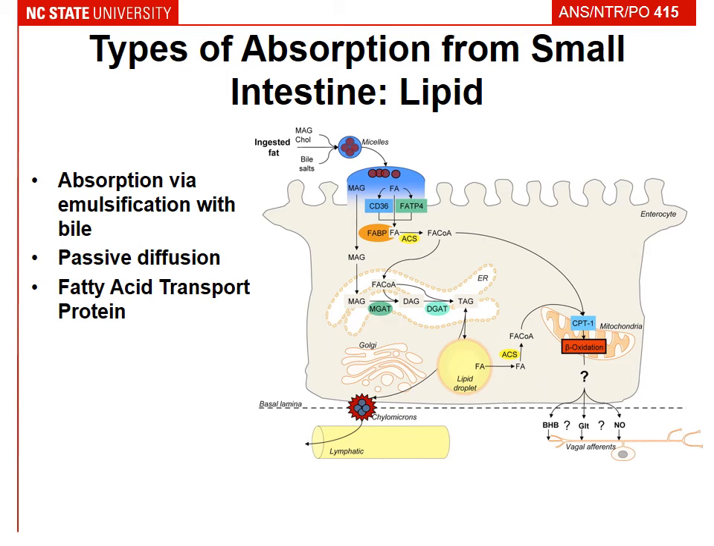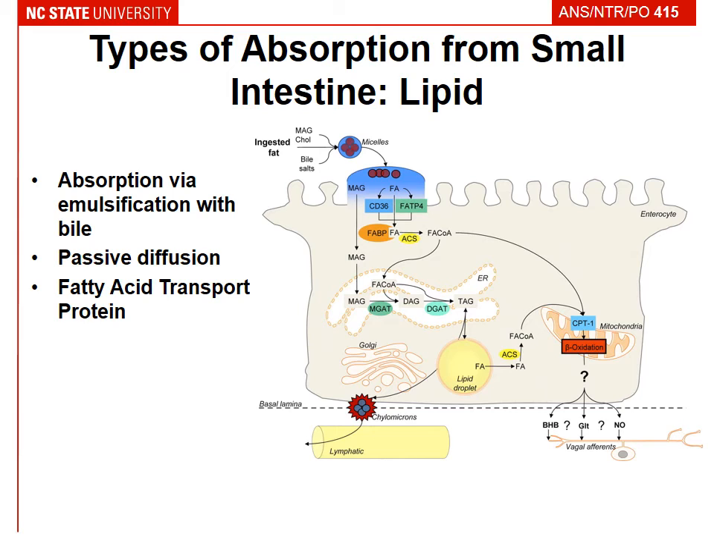Now lipids. Lipids are slightly easier. Basically we need an emulsion that occurs with the bile. So here we have our fat, we mix it with the bile, and we get the formation of the micelles. It was always thought that fat just always passively diffused, but more recent research has shown that there are actually some fatty acid transporters.